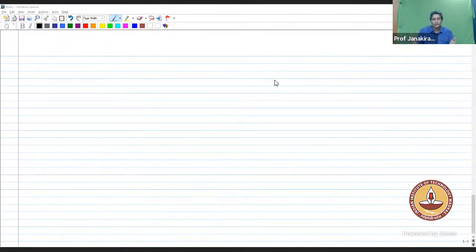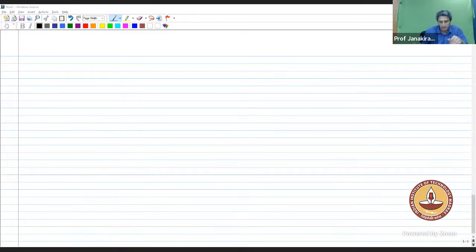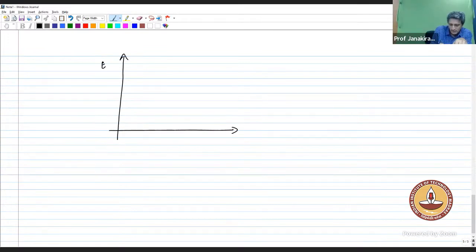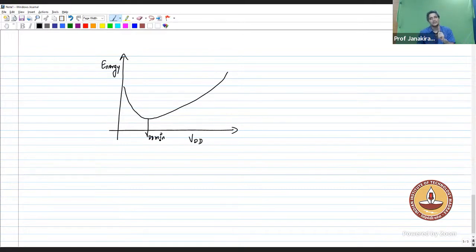My frequency will come down so much and the delay will go up so much that the leakage power will start overpowering dynamic power. So effectively, if you look at the plot of energy versus VDD, you would expect it to simply come down like this. But at some point, it will start going up. So this is actually the VDD min at which you can operate the circuit at lowest energy. I hope that has answered your question.